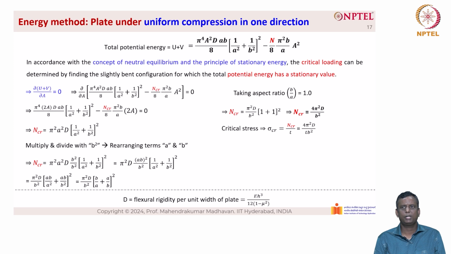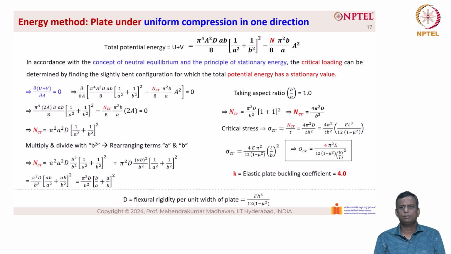divided by 12 into 1 minus mu square, where h is nothing but the thickness. So this can be replaced as E t cube divided by 12 into 1 minus mu square. When we do so, we get sigma critical equal to 4 pi square E divided by 12 into 1 minus mu square into t by b the whole square, which can be rearranged as sigma critical equal to 4 pi square E divided by 12 into 1 minus mu square into b by t the whole square.